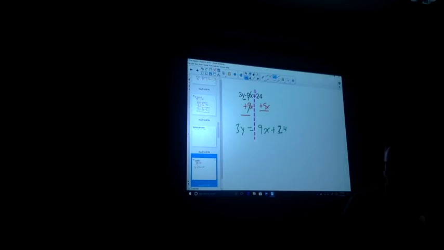And then I'm going to divide everything by 3 because 3 and y are being multiplied, so those cancel. So y is equal to 3x. And then 24 divided by 3 is 8. So y equals 3x plus 8. Okay?